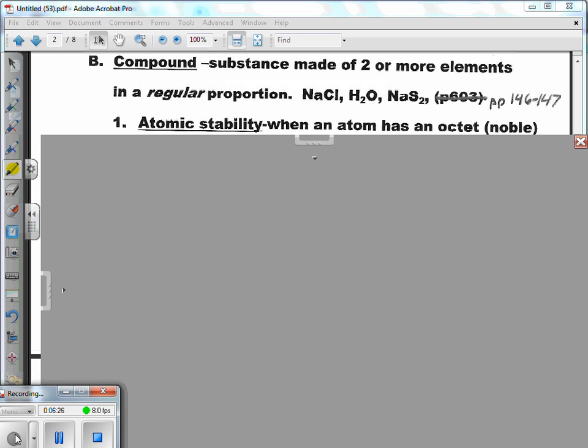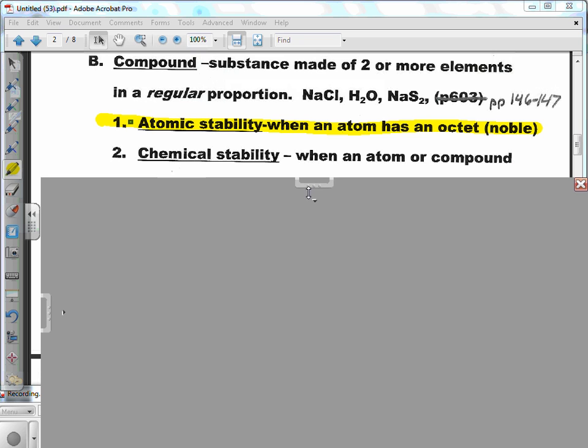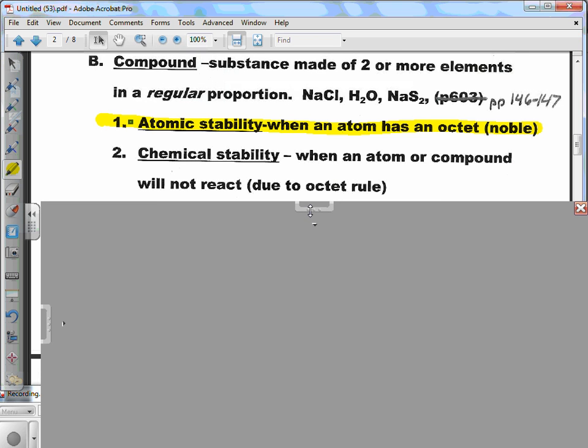So atomic stability, just for a definition here. Atomic stability is when an atom has an octet. We already talked about that. But chemical stability then, chemical stability is when an atom or compound will not react. And that will be because they are following what's called the octet rule. So you should be putting these two things together. Octet rule, 8 electrons in the valence shell, noble gases. So elements will react until they fulfill what's called the octet rule, which we'll explain a little bit more in a little bit.